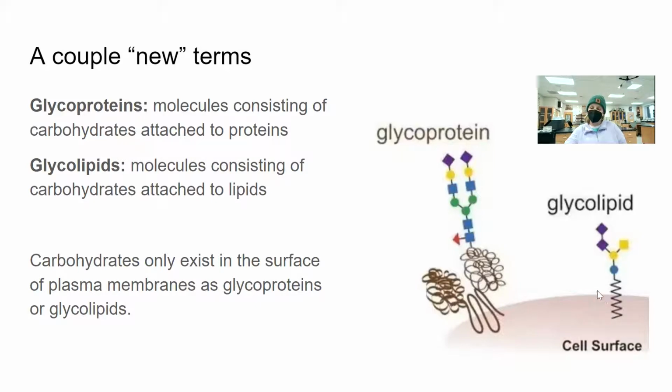Similarly, we have a fatty acid here, and again these different colored shapes are representing different sugars. So this is a glycolipid. It's just a mashup of those two words. Carbohydrates exist only on the surface of the plasma membrane. Remember that sugars are hydrophilic. They love water, so they're not going to be found in the fatty acid tail section because they don't want to be there. They want to be on the top interacting with the water.